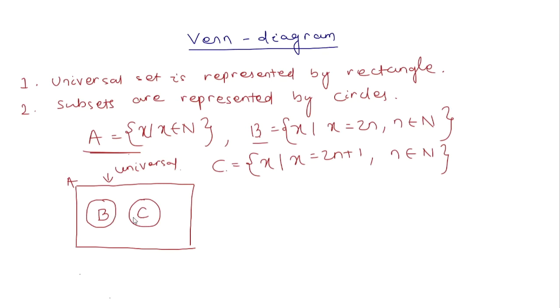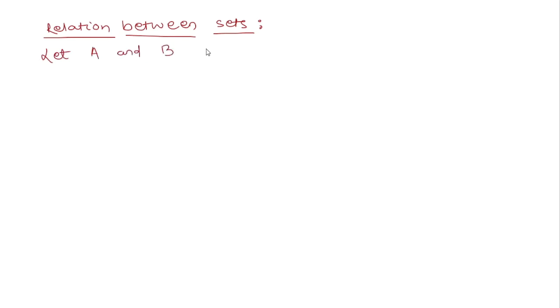But can I put these circles like this in all cases? No. So what are the different types of relation that will define the position of these circles? We first need to understand what are the different possible relations between two sets. Let A and B be two sets. Then there are three possible relations between set A and set B.